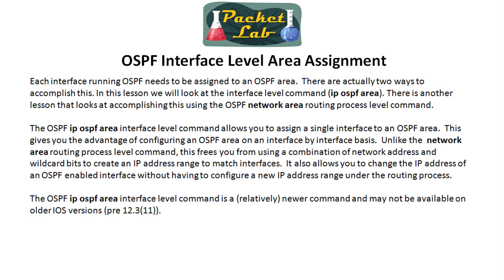two commands. The IP OSPF area interface level command is going to allow you to assign an interface to a single OSPF area. It's going to give you the advantage of configuring OSPF area on an interface by interface basis, and that's going to be different than the routing process level network area command, because what that command does is it creates a range of IP addresses, and it looks at each interface and says, oh, do you match this range? If you do, then you are assigned to this particular area. This lets you go under each interface and say, okay, this interface is assigned to area 0, for instance.